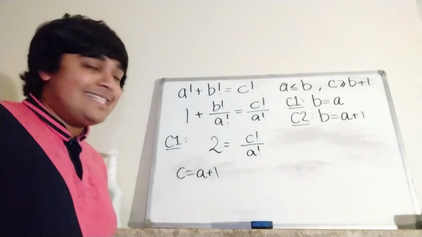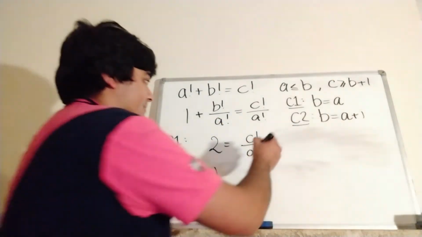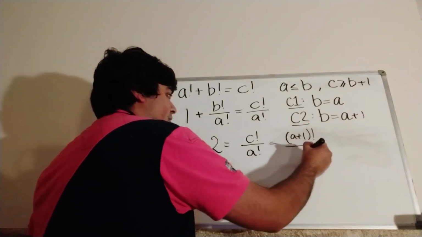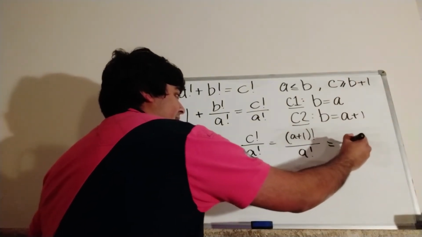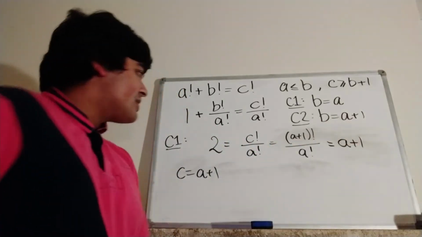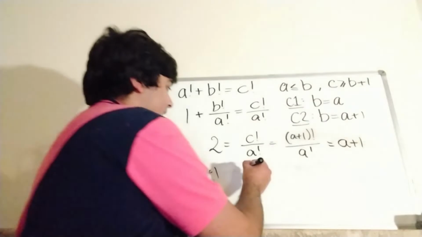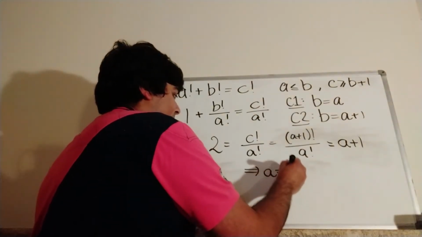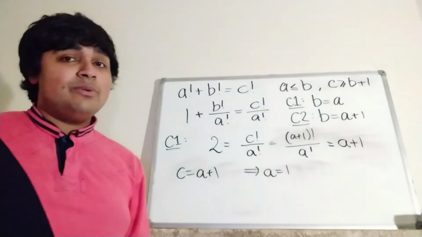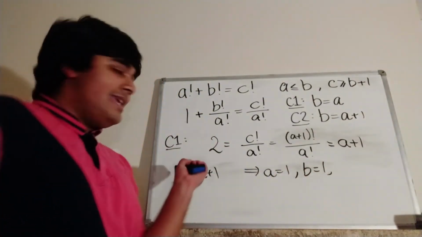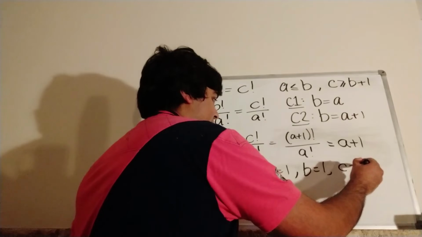Just putting it back into this equation here, we're going to get c factorial over a factorial, which is just a plus 1 factorial over a factorial. But this thing here is just a plus 1. So we get that 2 equals a plus 1, and then obviously that gives us then that a equals 1. And remember, this is case 1, so when b equals a, so that then we have that b equals 1 as well. And c equals a plus 1, so c equals 2.